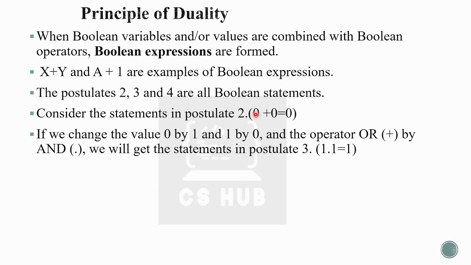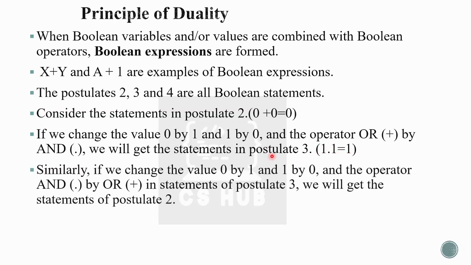And if we change the 0 by 1, we will get a 1. Instead of plus, we will put a dot. So 1 dot 1, or 1 AND 1, equal to 1. And this is a statement in postulate 3. Similarly, if we change the value 0 by 1 and 1 by 0 and the operator AND by OR in the statement of postulate 3, we will get a statement of postulate 2. This concept is known as the principle of duality.